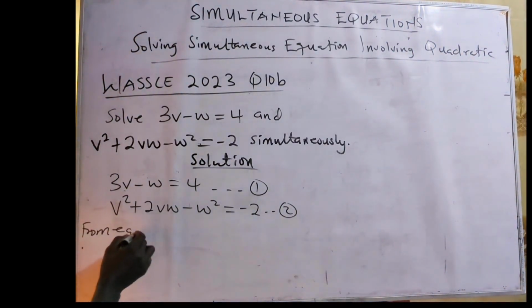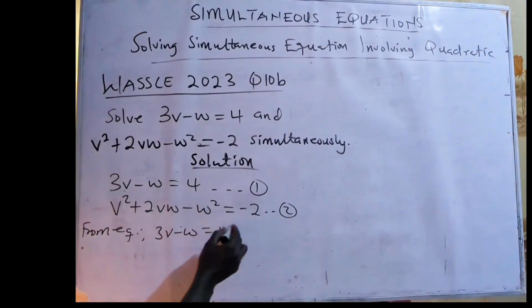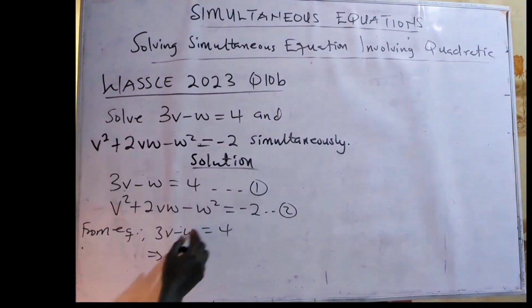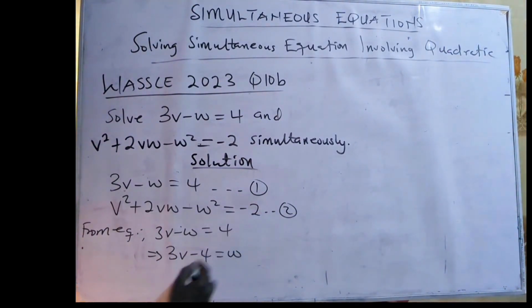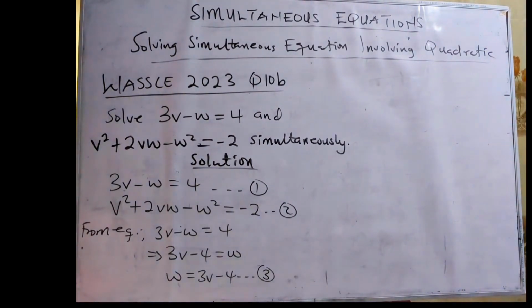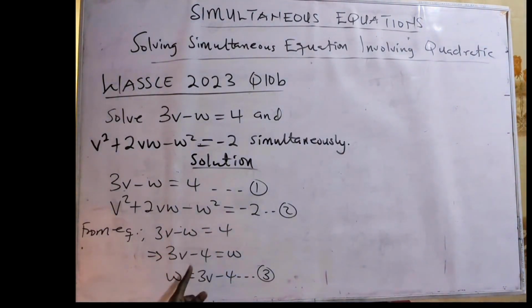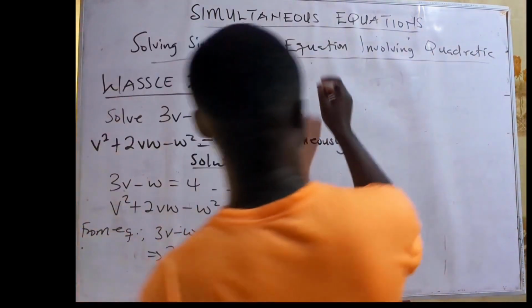From equation 1, we have 3v minus w equal to 4. Let's take w here: 3v minus 4 equal to what? w. So our w is 3v minus 4. Let's call this equation 3. When you take w here, the negative becomes positive, and you bring the 4 to be negative 4, so w will be 3v minus 4, and we call this equation 3.